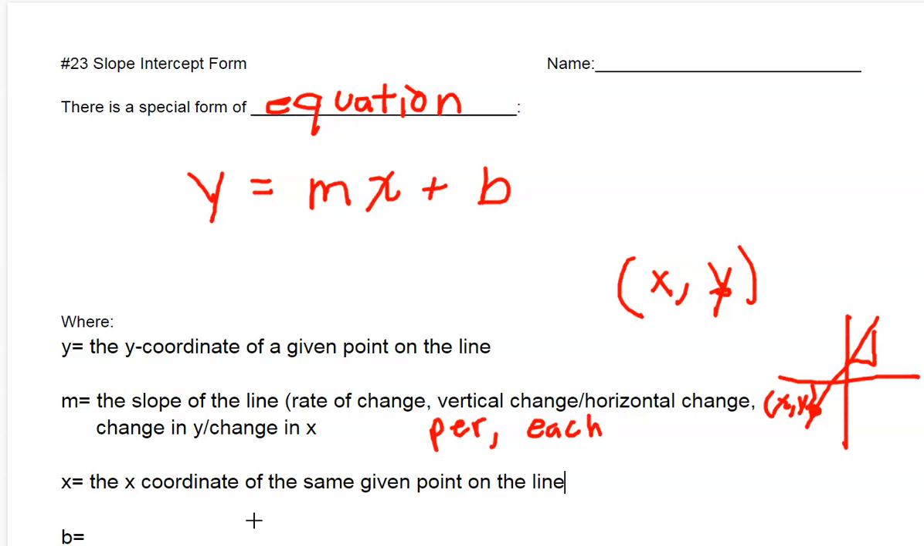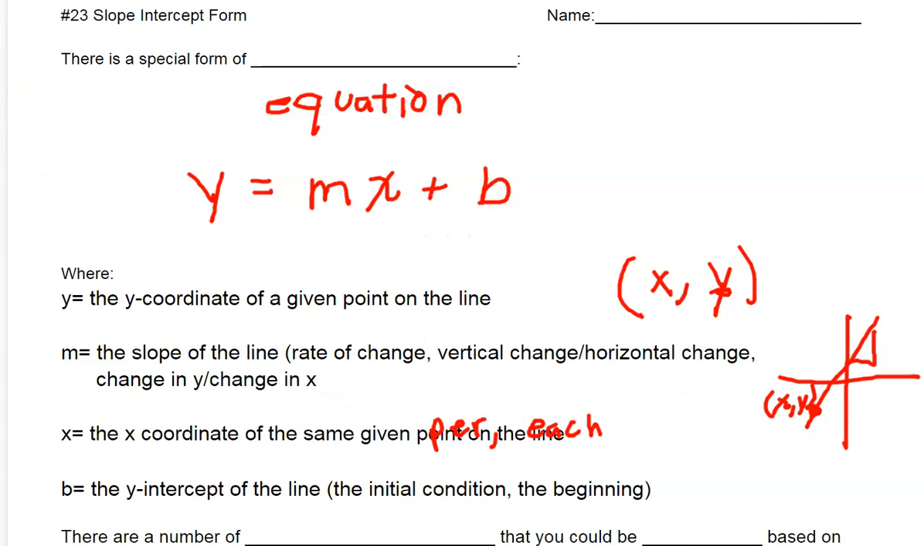And then, of course, the b is the y-intercept of the line. That's going to be the initial condition, the beginning. That's why I think it's a b there. So the y equals mx plus b, where b is the beginning, and that'd be right here. That's your y-intercept. That's going to be where the line crosses the y-axis. So those are what the four different letters in the slope-intercept form of the equation mean. Let's take a look at how they can be used.